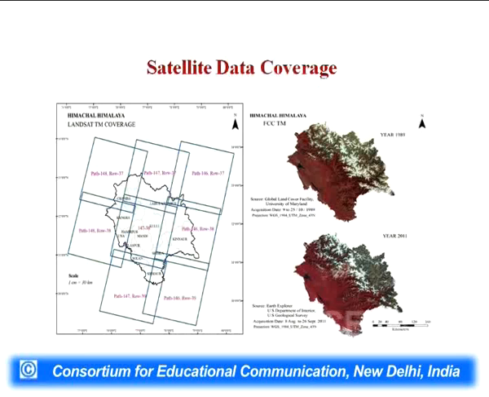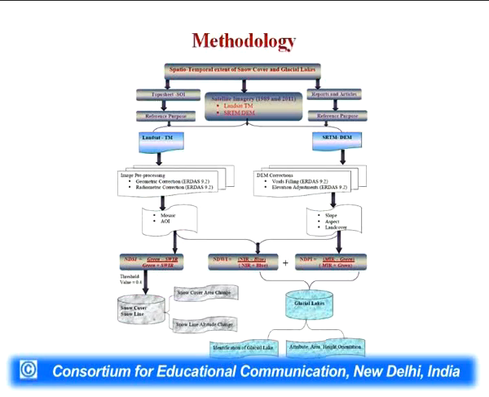So, the satellite data coverage which we have used in our study: these are the tiles which cover the whole Himalaya. The Landsat TM which I have taken for my study, 8 Landsat TM tiles cover the whole Himalaya. All these 8 Landsat TM tiles have been downloaded from GLCF, and then we have converted them into FCC, false color composite, after stacking all the bands of these images. We have prepared the false color composite for the year 1989 and for the year 2011, and then we have performed other analysis. For better understanding, I will explain the methodology.